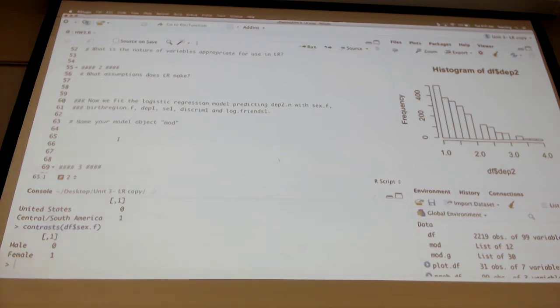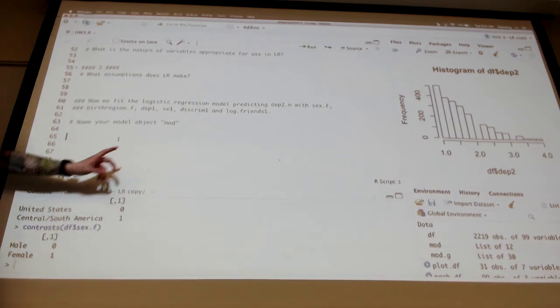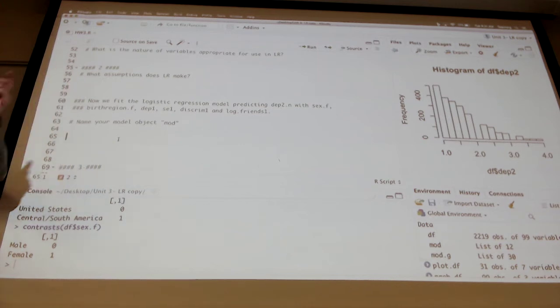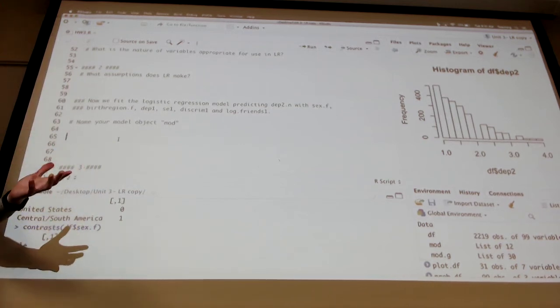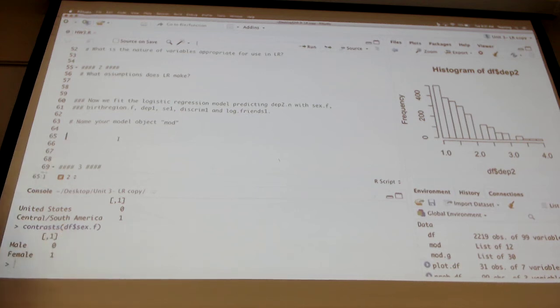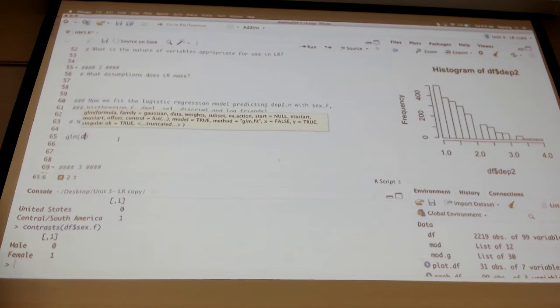All right, so now we'll go ahead and fit our model, name it just mod, M-O-D. To do this, like I said, it's very similar to just a regular linear model, only now we're going to use GLM instead of just LM. And we'll tell it our data equals DF.